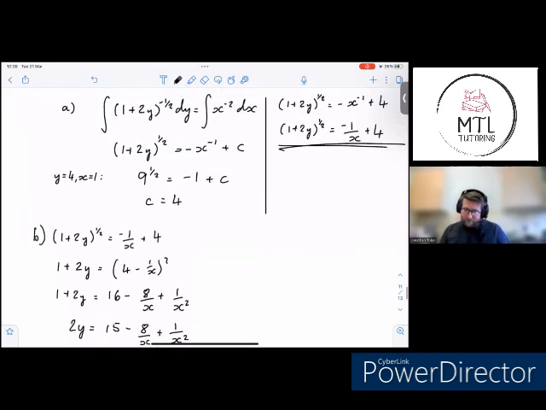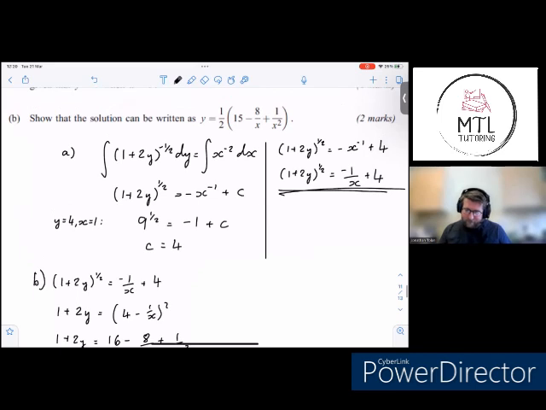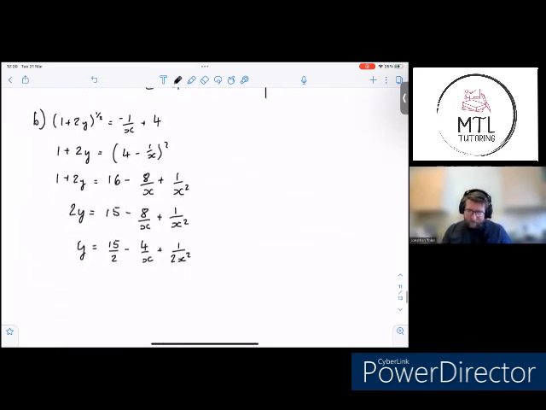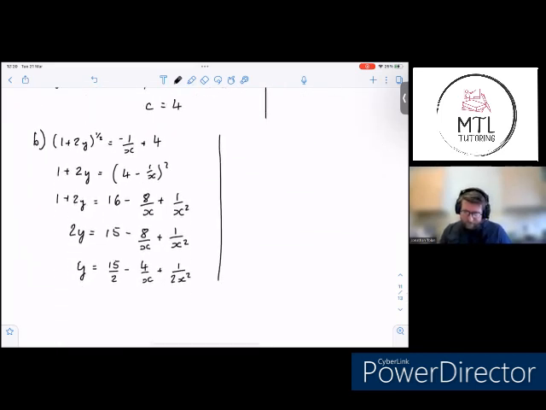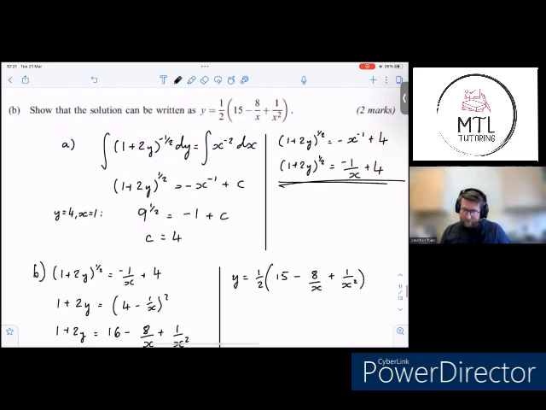Is that what they asked us to show? They've taken a half out as a common factor. So if I take out a half, we're going to be left with 15 minus 8 over x plus 1 over x squared. Is that what we wanted?